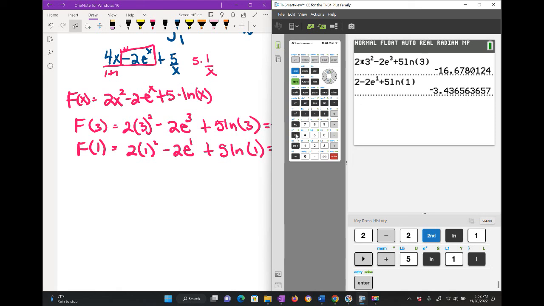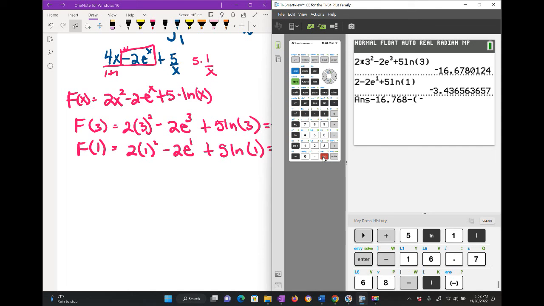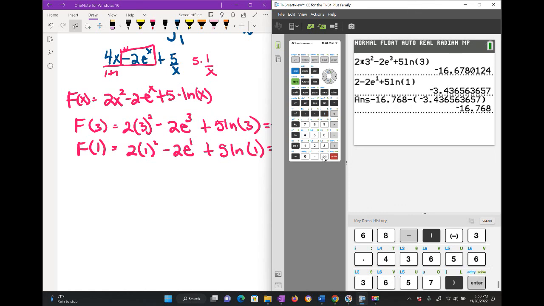And now do a little math here. This is negative 16.678. Double negative, because this, remember, is b minus a. So minus, I'm going to do parentheses, and then I want the little negative function, and close that out. And that should not be the answer I get. So it left me at negative. We just know this becomes plus.